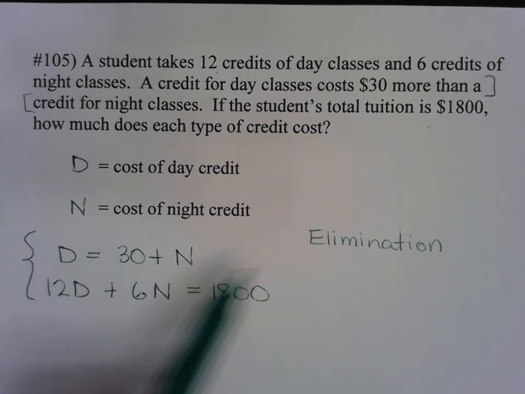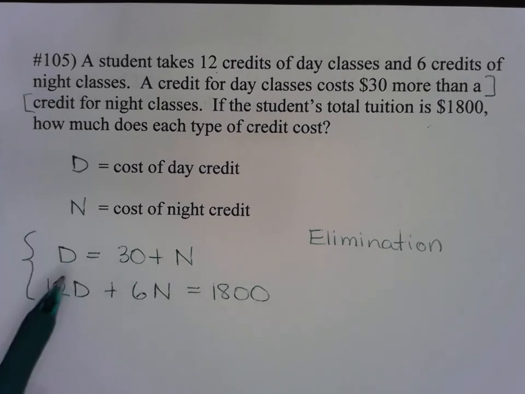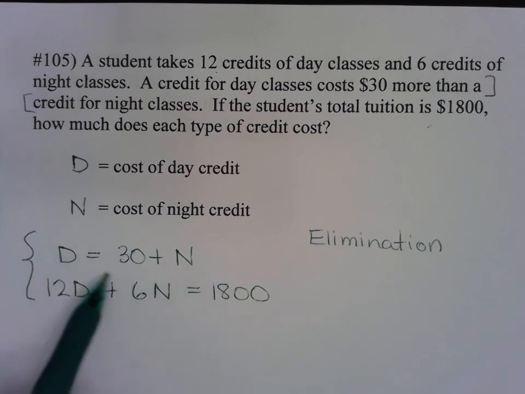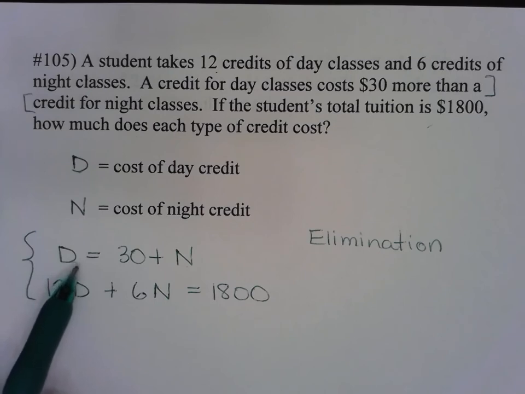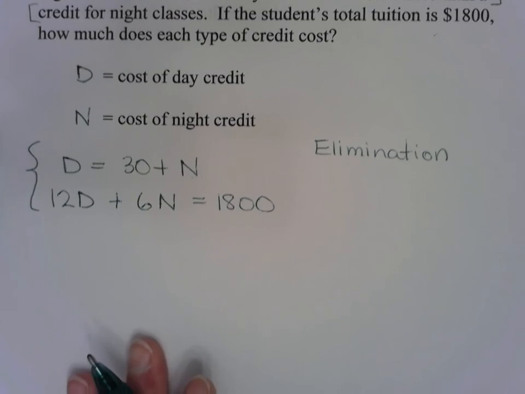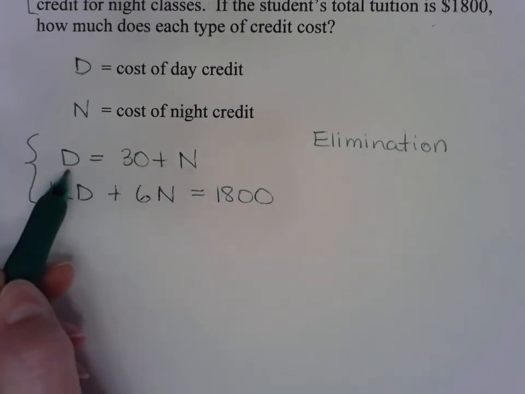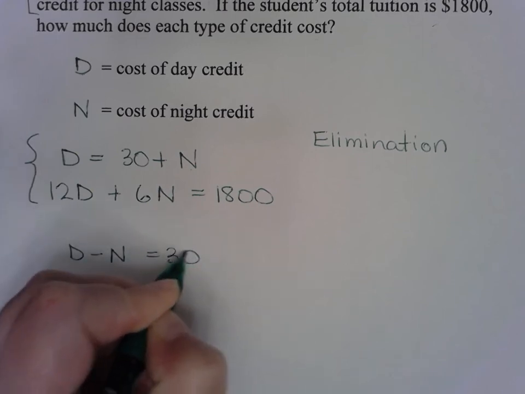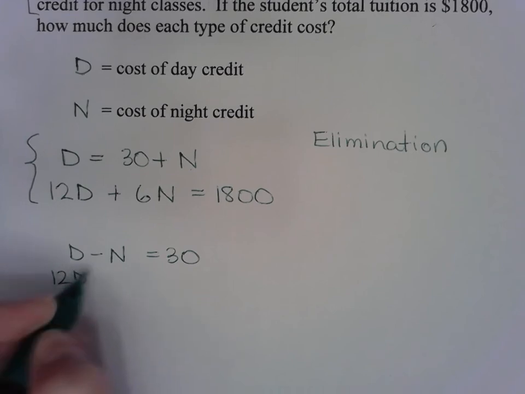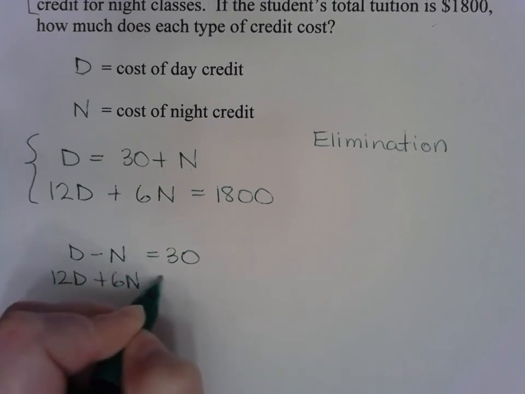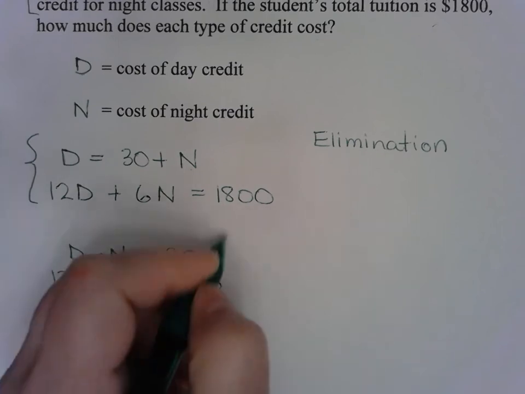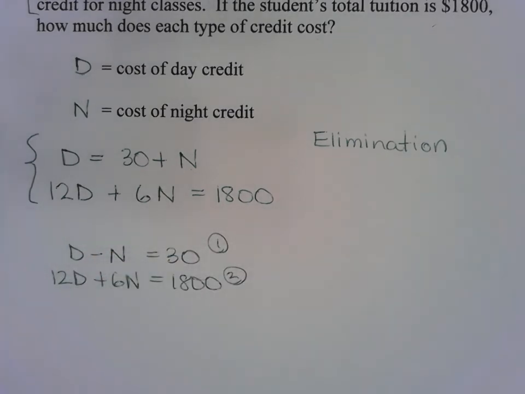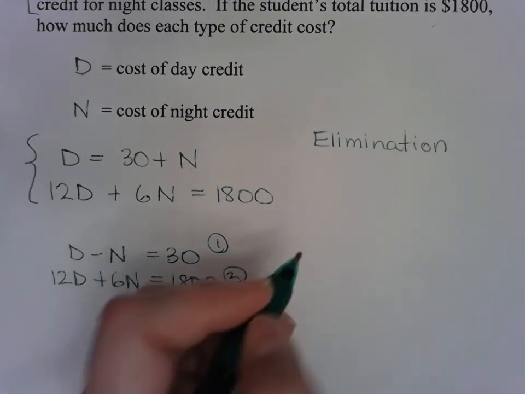Okay. In order to do elimination, the equations have to be organized in the same way. Right now, they're not really. This top one would need the D and the N to be on the same side. So let's just rewrite that, okay? So we're going to subtract the N over to this side. So we'll have D minus N equals 30. And then we already have 12D plus 6N equals 1,800. We'll call this 1 and 2. So if I want to eliminate a variable, how about we eliminate N?